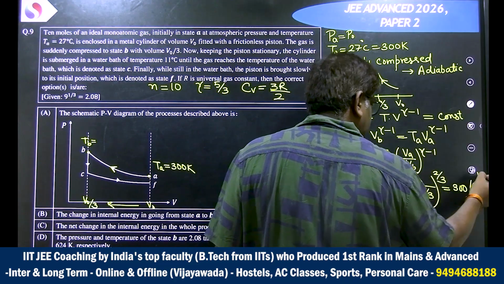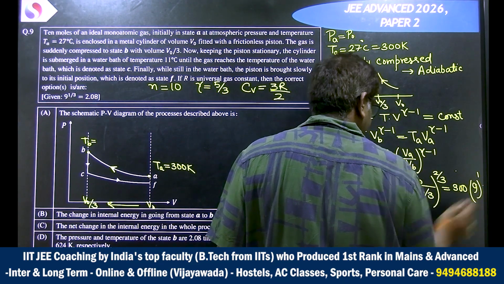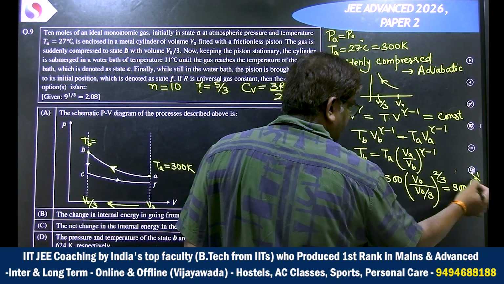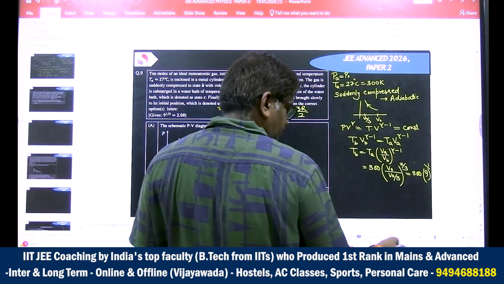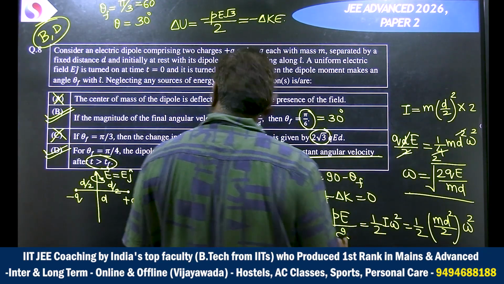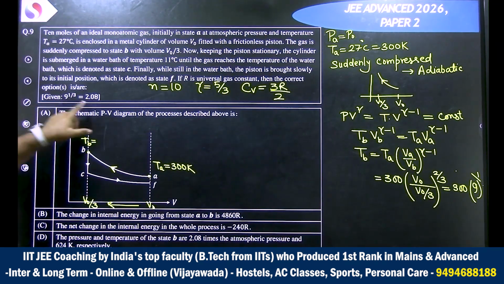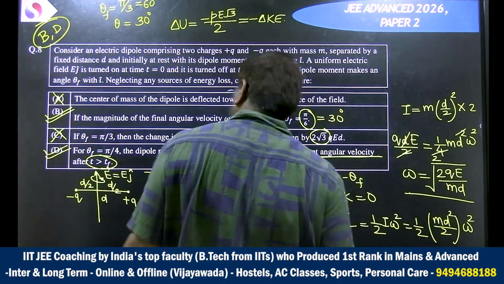Alright, 3 squared is 9 and 1 by 3 remaining. So here this value is directly given to you. This 9 to the power 1 by 3 value is given to us in the question, that is 2.08. So I am going to put this value now.